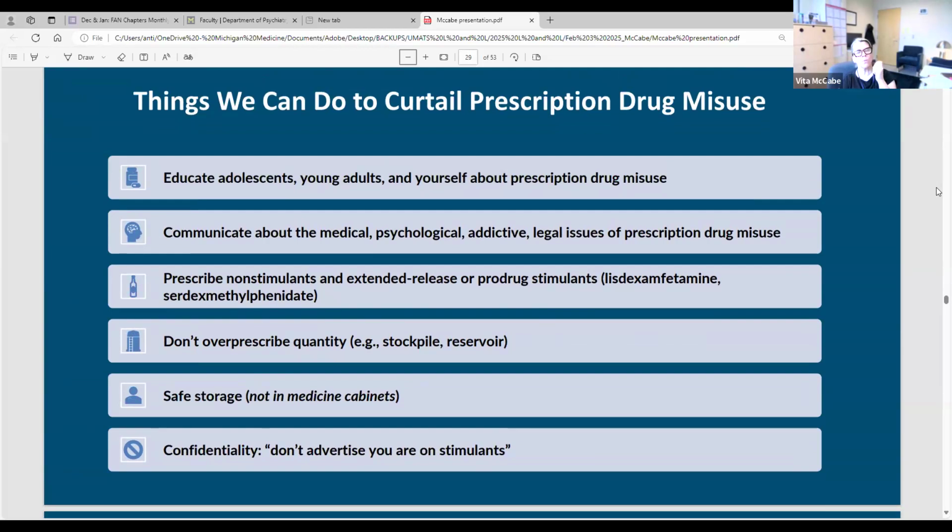Next slide. So what can we do clinically to curtail prescription drug misuse, outside of the context of ADHD or within? Number one is education: psychoeducation of adolescents and young adults about prescription drug misuse, really knowing how common it is.